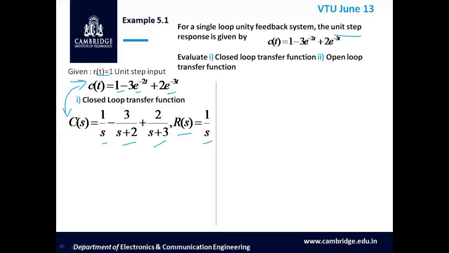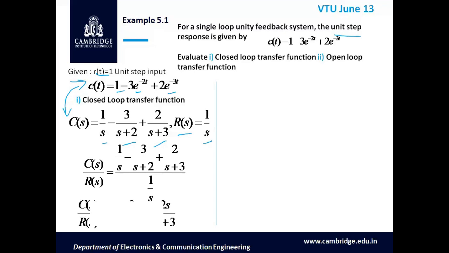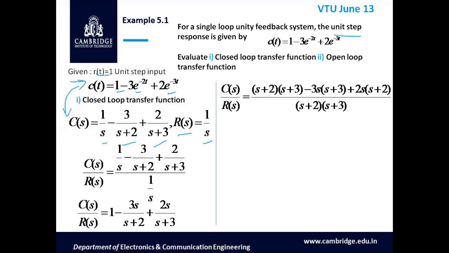The next step is to calculate the closed loop transfer function. We know the formula for the closed loop transfer function, which is C(s) divided by R(s). We can substitute for C(s) and R(s) from the above equation and simplify further. We can obtain C(s) by R(s) equal to 1 minus 3s by s plus 2 plus 2s by s plus 3. Now for the simplification, C(s) by R(s) is equal to (s plus 2)(s plus 3) minus 3s(s plus 3) plus 2s(s plus 2), the whole divided by (s plus 2)(s plus 3).